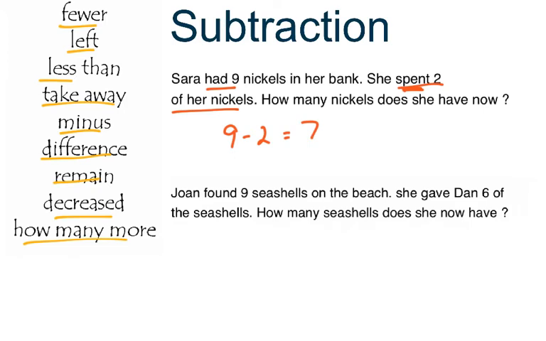Let's look at the next one. Joan found 9 seashells on the beach. She gave Dan 6 of the seashells. How many does she have now? Go ahead and think to yourself which of these words in this problem tells you we're subtracting. Pause the video and play whenever you're ready.